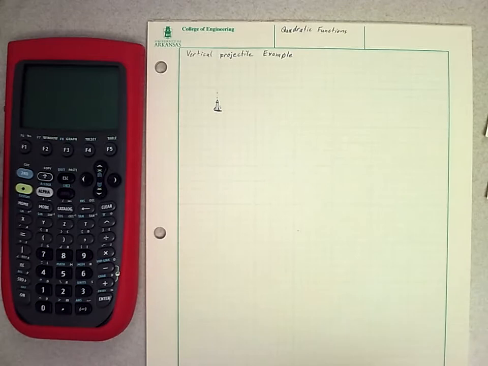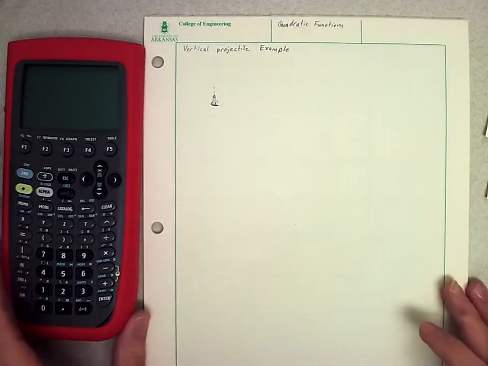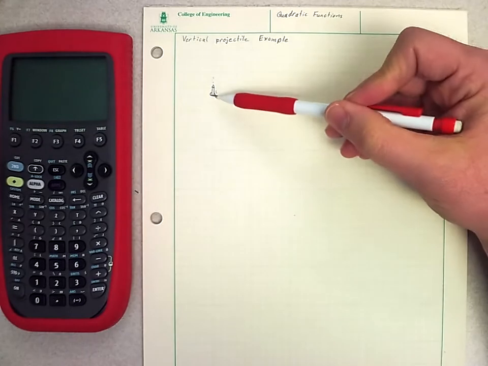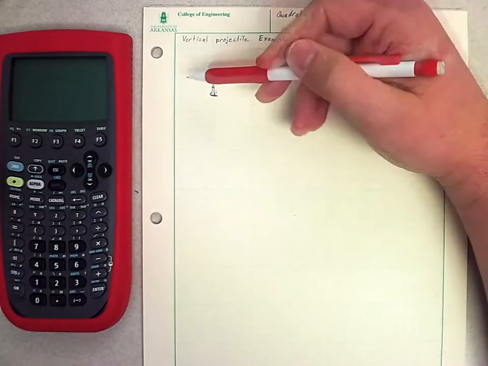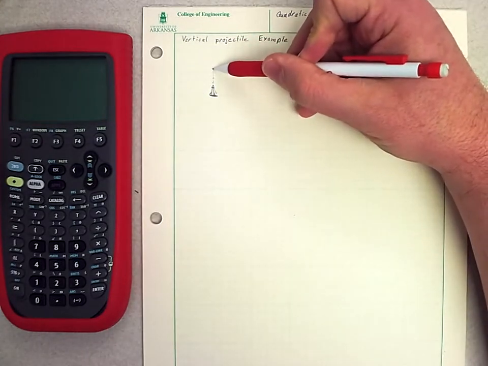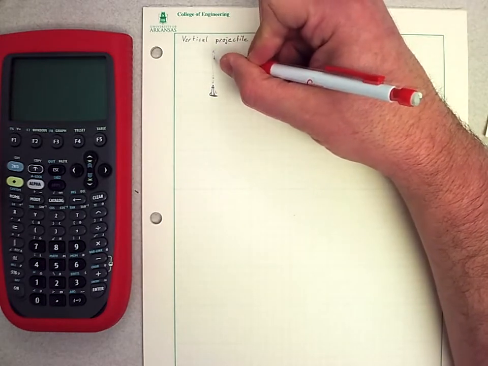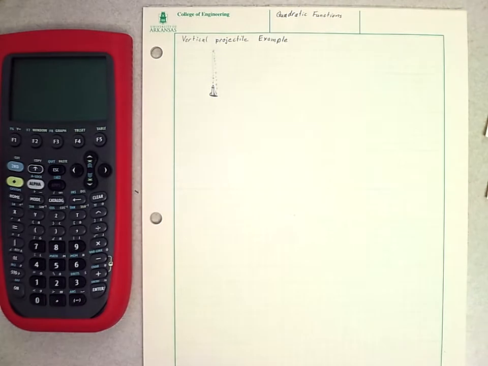We're working with quadratic functions today, and one of the most common problems that runs into engineering or physics, when it comes to quadratic functions, is the idea of a vertical projectile. So the idea is we have some sort of projectile, shot, thrown, kicked, whatever, up into the air, goes up for a certain amount of time, and then eventually gravity brings it back down.